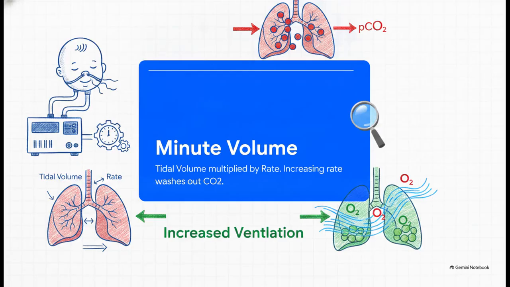So why do we tweak the rate? Because it directly controls the minute volume, which is just tidal volume times the rate. If your blood gas comes back with high PCO2, bumping up that breathing rate increases the total minute volume. Basically, you're increasing the turnover of air to wash out that stubborn carbon dioxide.